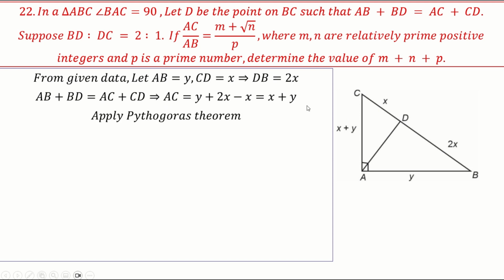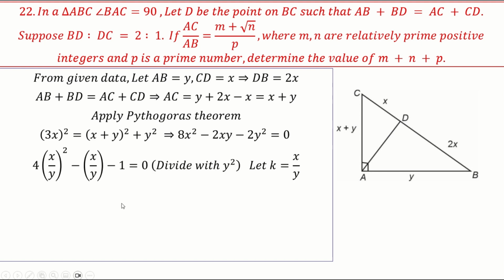Now I apply the Pythagoras theorem on this. 3x squared equals x plus y whole squared plus y squared. If I expand it, this is what I'll get. If I divide it by y squared, what I will get is 4 (x by y) whole squared minus (x by y) minus 1 equal to 0. If I assume x by y as k, then it is a quadratic equation in k, right? And the roots of k are this.